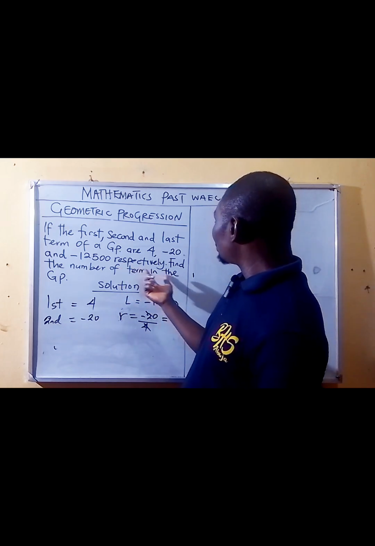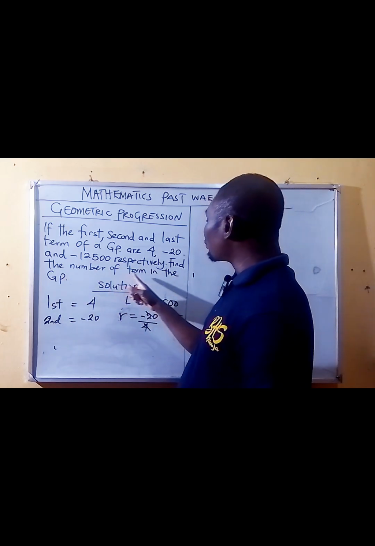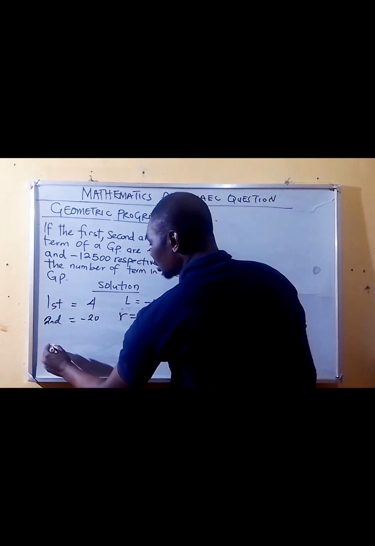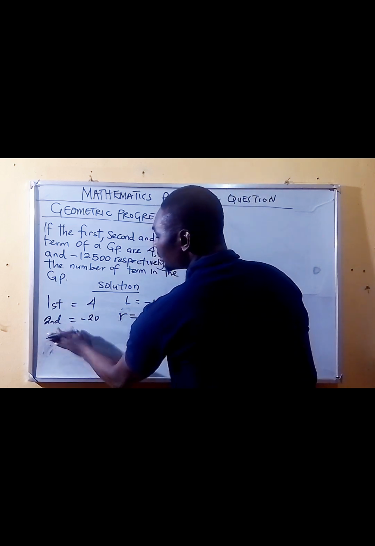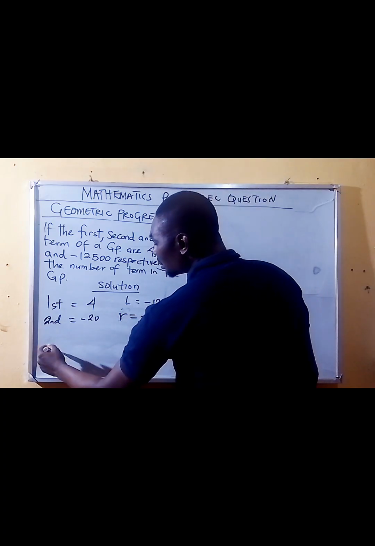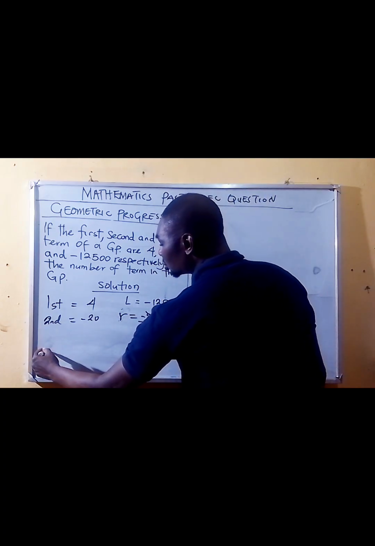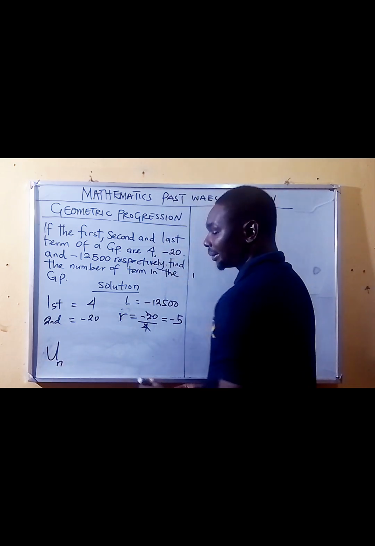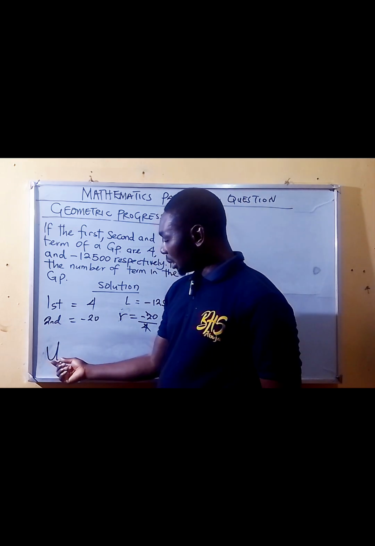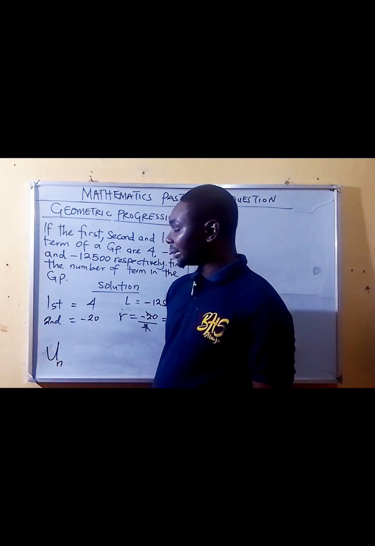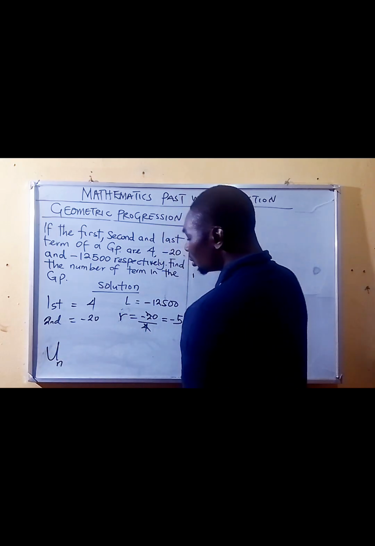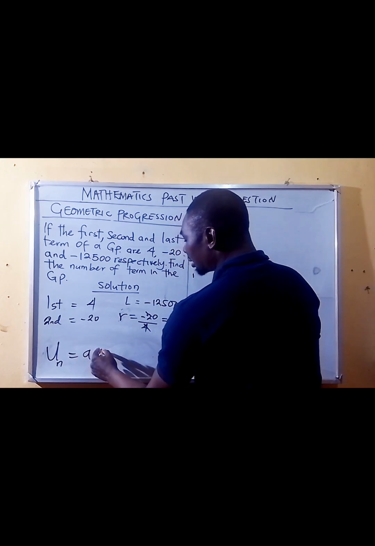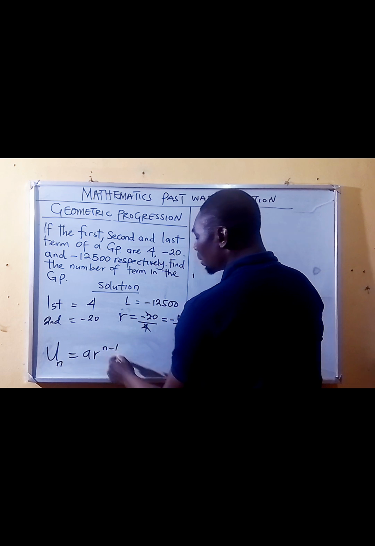Now, the question goes further to say, find the number of terms in the GP. So, to find the number of terms in the GP, I'm going to represent the nth term as U subscript n. You can decide to use any letter. So, U subscript n is equal to what? A times R raised to the power of n minus 1.